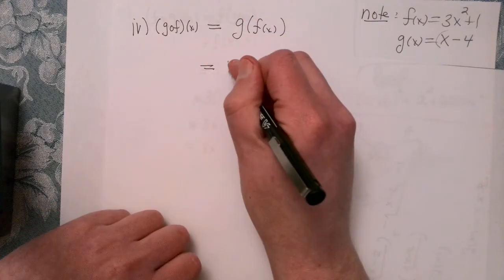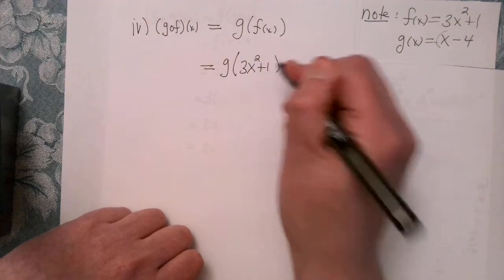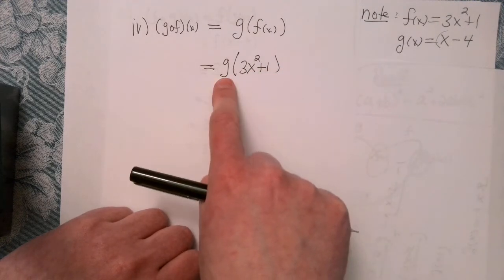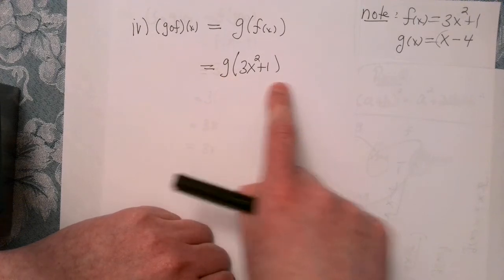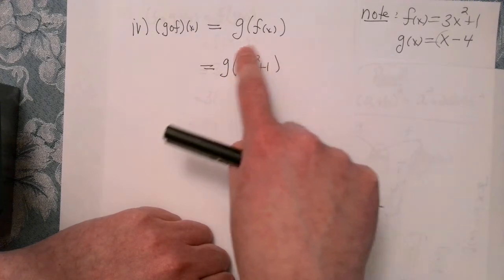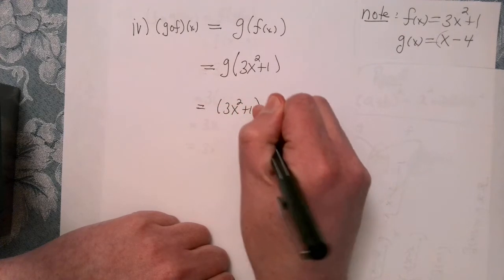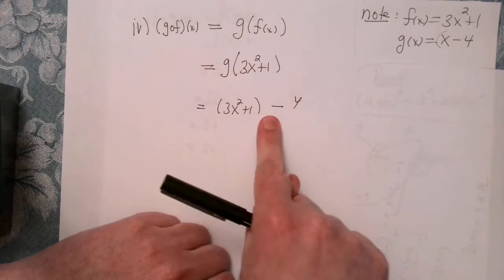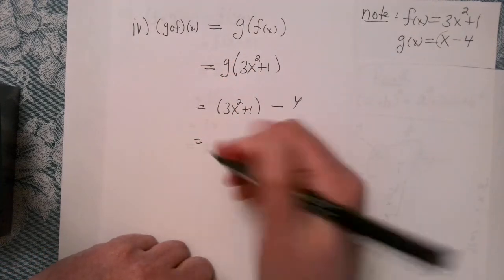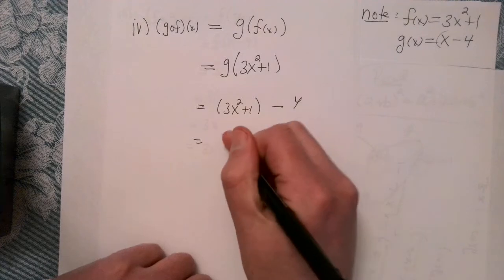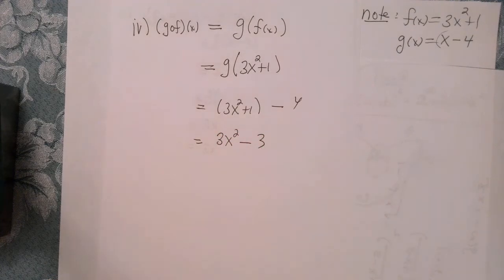So what do we want? We want g of f. So we're going to go to g, and everywhere that g has a variable x, we're going to plug in 3x squared plus 1. So in for that x, we'll go this quantity. So x minus 4, it's just that's our x. But this is just combining like terms, so that's 3x squared minus 3.